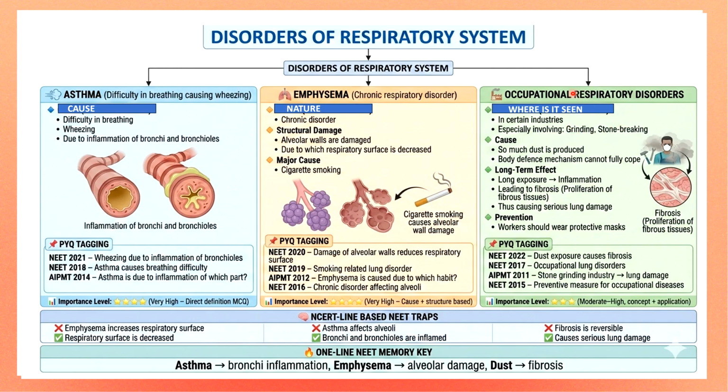The third type of disorder is an occupational respiratory disorder. It is seen in industries, generally grinding and stone breaking, and because of the dust produced over the long term, it causes fibrosis, or proliferation of fibrous tissue in the lung. Workers should wear a protective mask to safeguard themselves. So the one-liner you can remember: asthma is bronchi inflammation, emphysema is alveolar damage, and dust causes fibrosis, right?